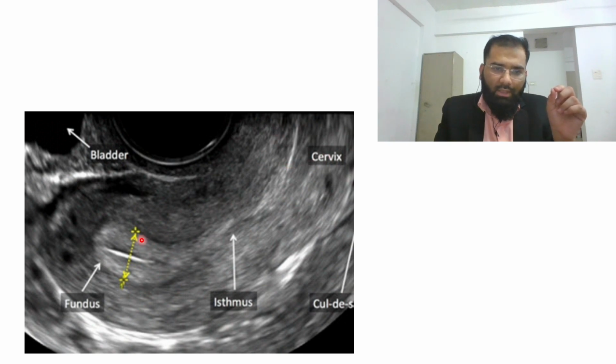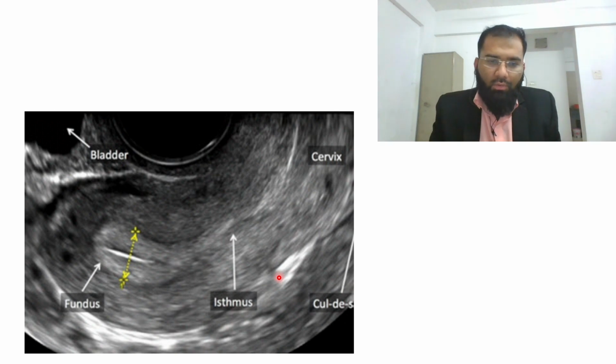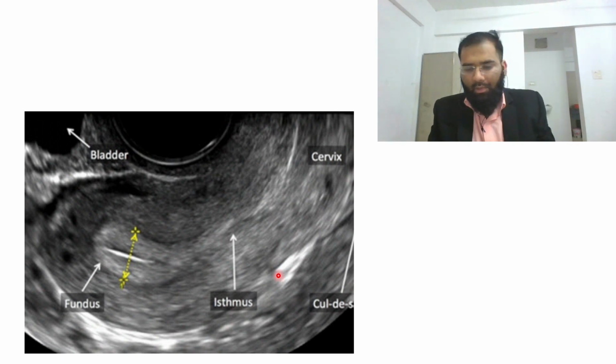You can see this entire thing is the ET. When you are going to measure ET, you have to measure from here to here using a proper caliper. This is the anterior lining of the endometrium, and this is the posterior lining. Now look carefully at this region behind the uterus, anterior to the rectum. This is called the pouch of Douglas.